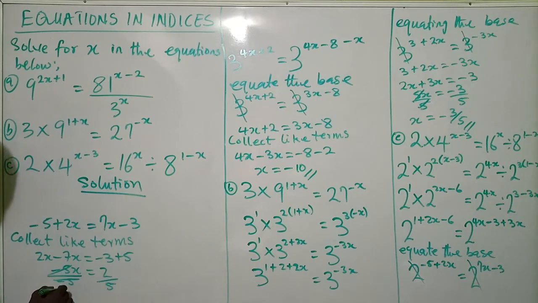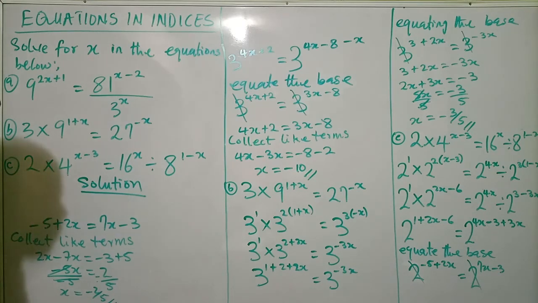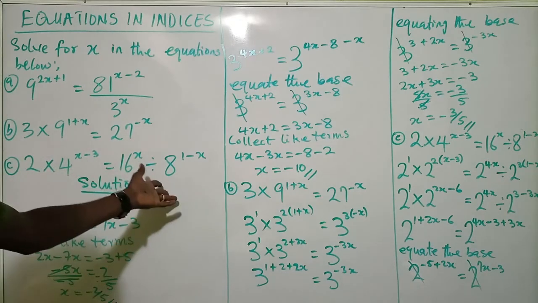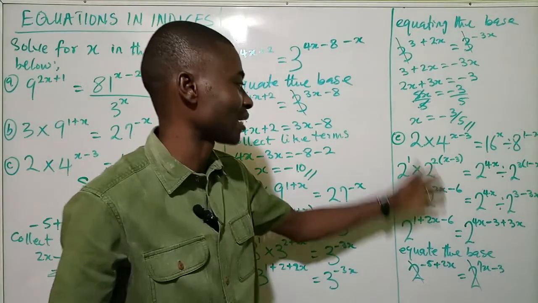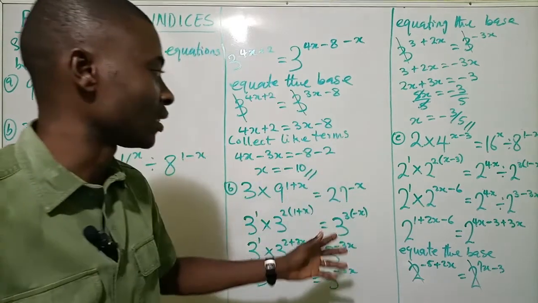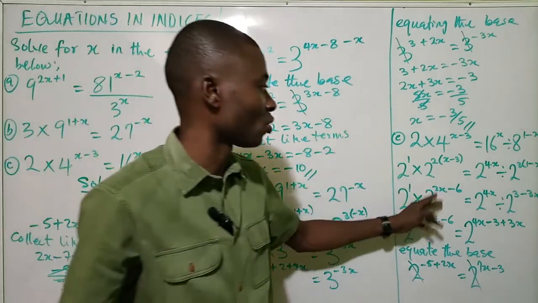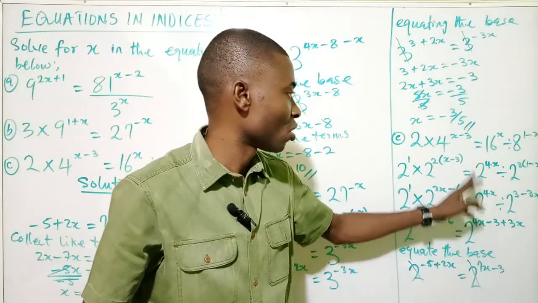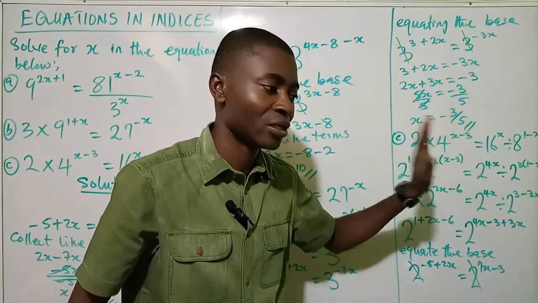So x equals what? x equals minus 2 over 5. That is the answer. So x equals minus 2 over 5. Again, what has helped us to answer this question? The understanding from the multiplication law and the division law also assisted us in answering the question here.